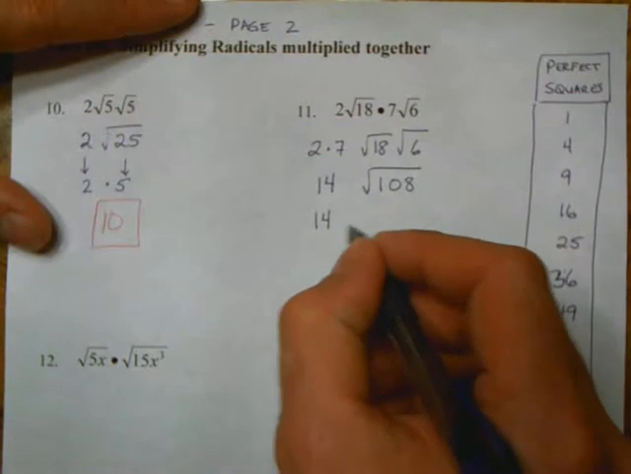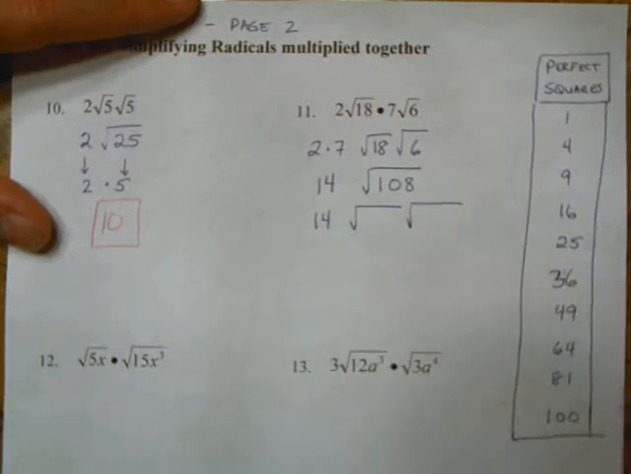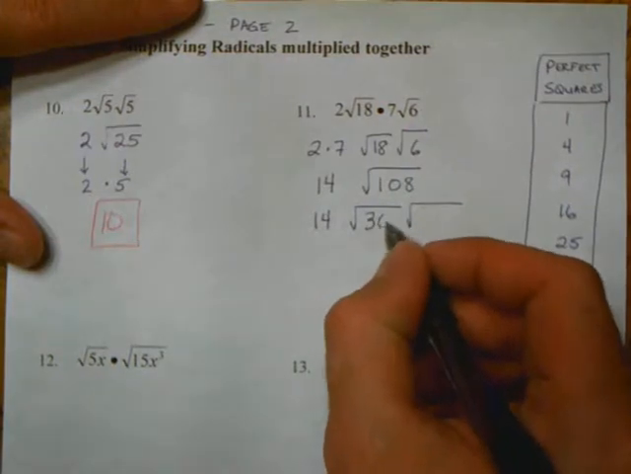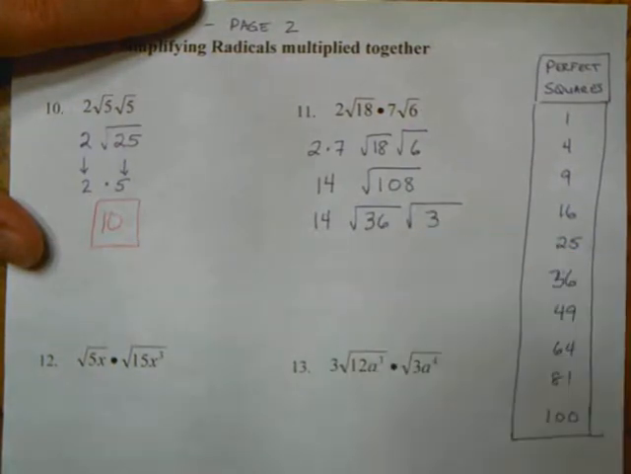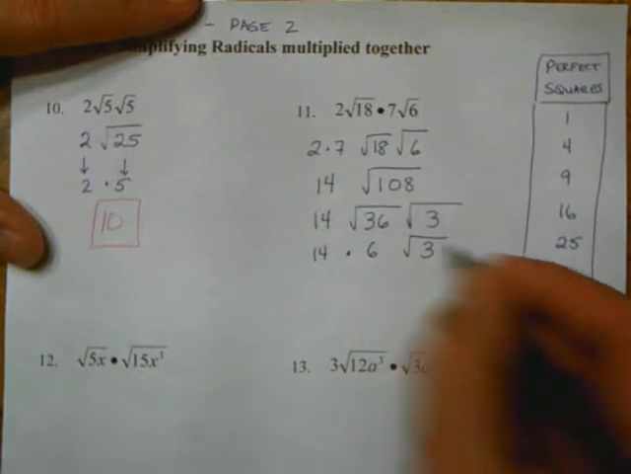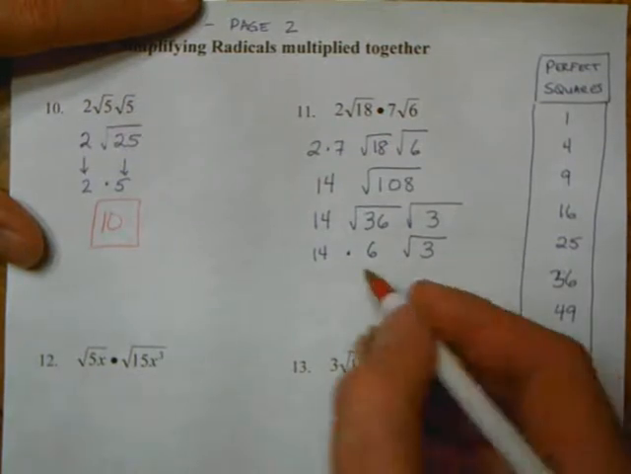I bring down the 14 and I break up 108 into a perfect square times what's left over. And I think, what number goes into 108? Well, as I start to experiment, 81 doesn't, 64 doesn't, 49 doesn't because that's 98. 36. Does 36 go into 108? Well, it actually does. It goes in 3 times. So 36 times 3 is 108. Well, now I take the square root of 36. Well, that's 6, so I have 14 times 6 times root 3.